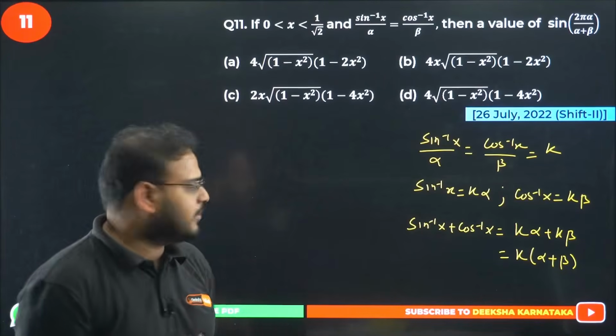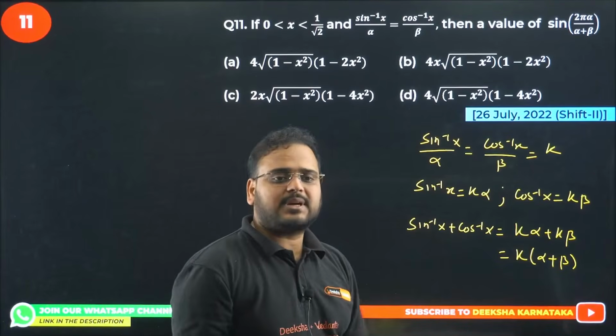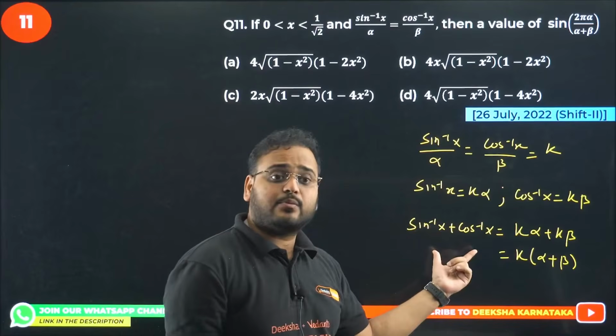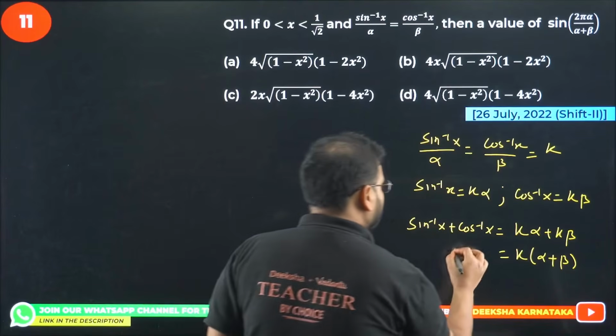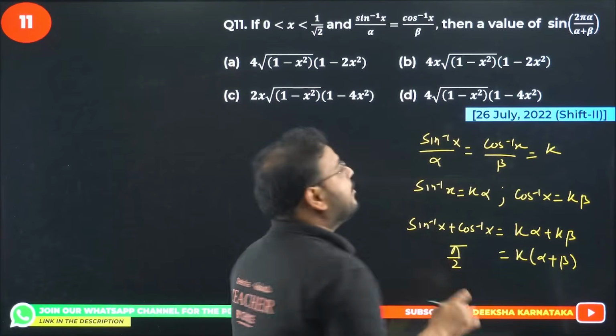This part, no problem. Take k common, alpha plus beta. Sine inverse of x plus cos inverse of x. What is the answer? Pi by 2. Right here, pi by 2. Check. What are they asking us?